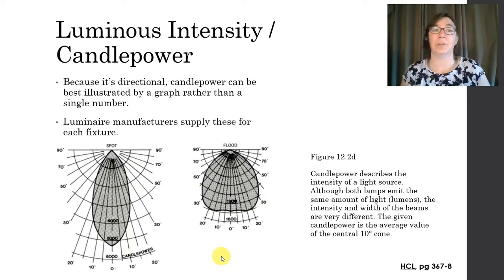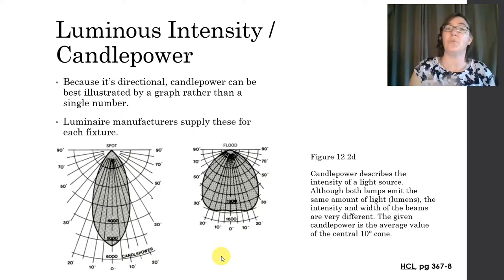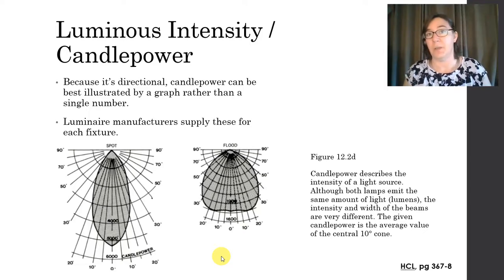Because it's directional, candle power is often represented or illustrated by a graph rather than a single number. The last example was a single number because we were very specifically looking at one particular direction. But if you're interested in the pattern of distribution, you want to take a look at a candle power graph instead. And these are supplied by the luminaire manufacturers for each different fixture.